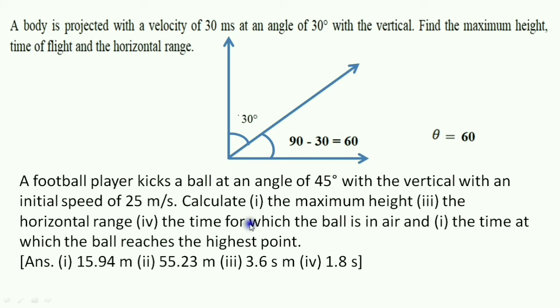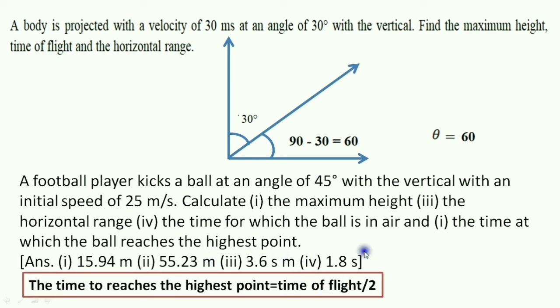So in this question again, the angle is given with the vertical, the initial speed is given, and one more thing: it asks the time to reach the highest point. So time to reach the highest point is half of the time of flight. After finding the time of flight, we can divide it by 2 to get the time to reach the highest point. In a similar fashion you can solve this question, only first you have to find theta.